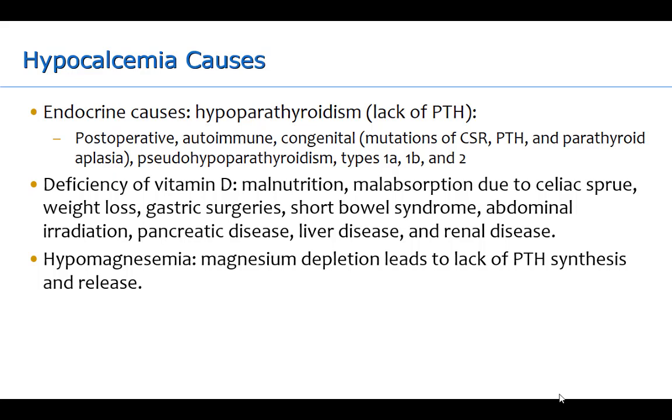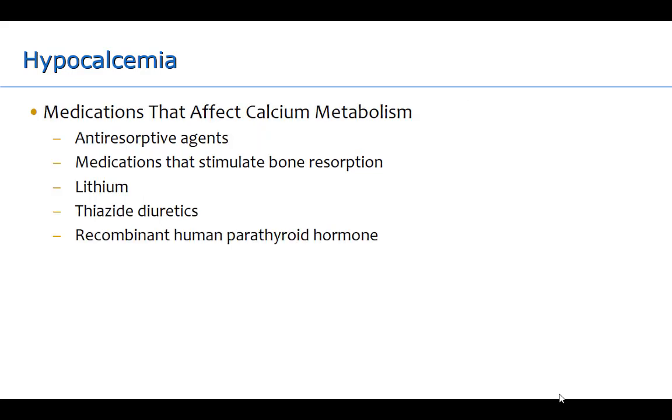Magnesium depletion can lead to lack of PTH synthesis, lack of PTH release, and even its action on target tissues is affected. So magnesium has a very close link with PTH. Hypomagnesemia can cause hypocalcemia. There are many drugs which can cause hypocalcemia. Anti-resorptive agents, so those drugs which prevent bone resorption, can cause hypocalcemia.